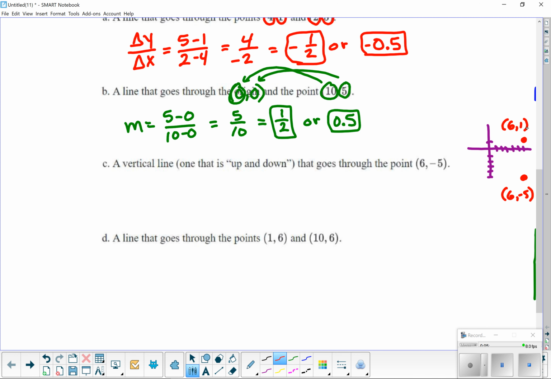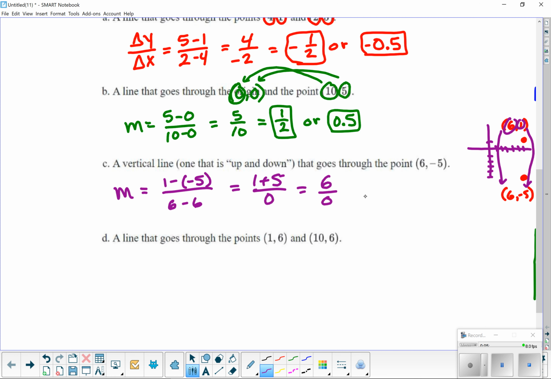So what I'm going to have to do is, for my slope, I'm going to have to subtract the y. So I'm going to go 1 minus negative 5 over 6 minus 6. So you get 1 minus negative 5. That's 1 plus 5, because double negative makes positive when I'm combining it. And then 6 minus 6 is 0. So you get the answer of 6 over 0. Okay, so that's your slope.